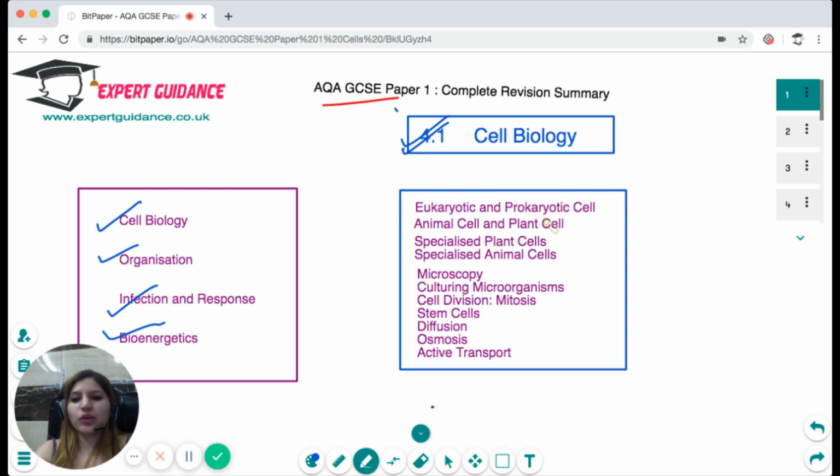In this video, we'll be looking over a eukaryotic cell and a prokaryotic cell, animal cell and a plant cell, specialized plant cell, specialized animal cell, microscopy, culturing microorganisms, cell division, mitosis, stem cell, diffusion, osmosis, and active transport. It's a bigger unit with a lot of important topics, so make sure you understand them well. Okay, so I'll try to make it easier for you.